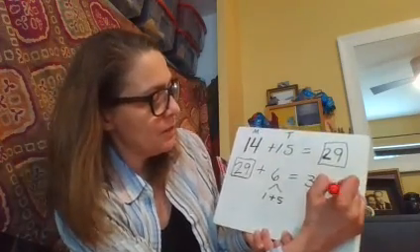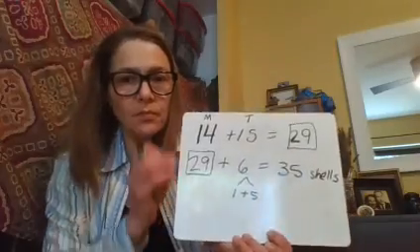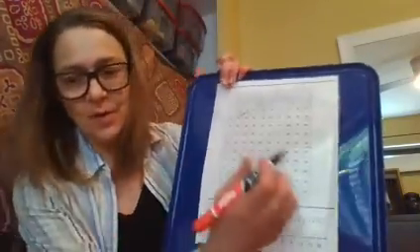Okay, and what is it? 35 shells. So I want to double check my work. I'm going to go over to my whiteboard. Over to my hundreds grid, sorry. That was my whiteboard. Over to my hundreds grid.